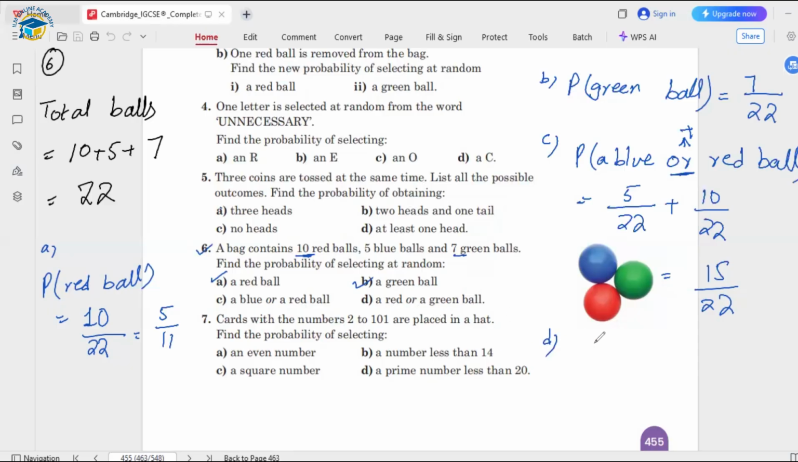Next, we have part number D. In this, they said the probability of getting a red or green ball. Again, they gave us the word or over here. So the red ball probability is 10 over 22, and the green ball probability, green balls are 7 over 22. So 10 plus 7 will be 17 over 22. So 17 over 22 is the probability of a red or green ball. So this is completely your part number 6.